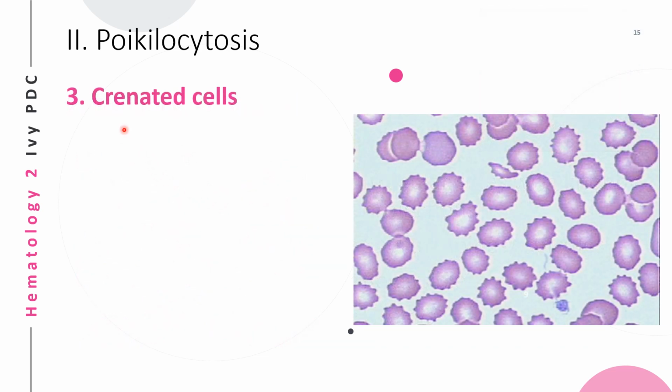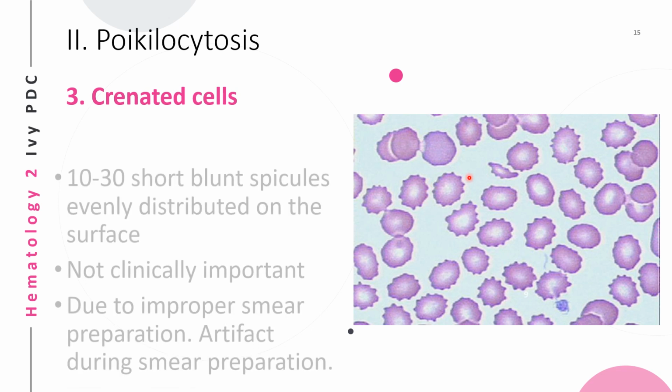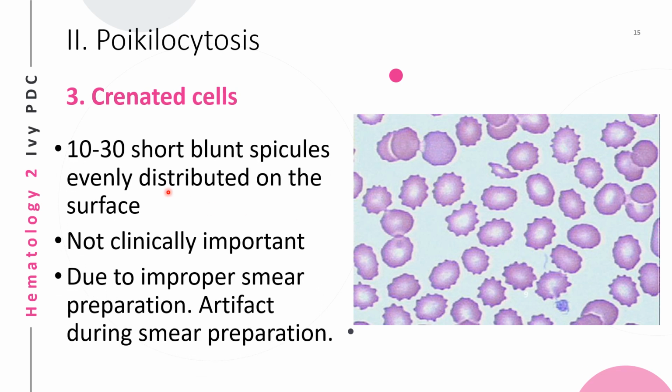The third poikilocyte are crenated cells. These are crenated cells looking like Burr cells. The difference is crenated cells have 10 to 30 short, blunt spicules that are evenly distributed on the surface. Burr cells have irregular spicules. Crenated cells are not clinically important. They may be due to improper smear preparation. Therefore, these are artifacts that are produced during smear preparation.